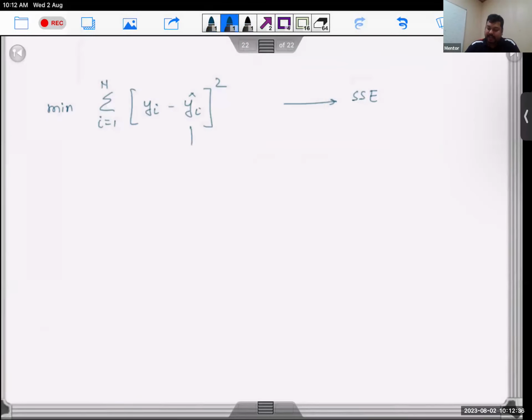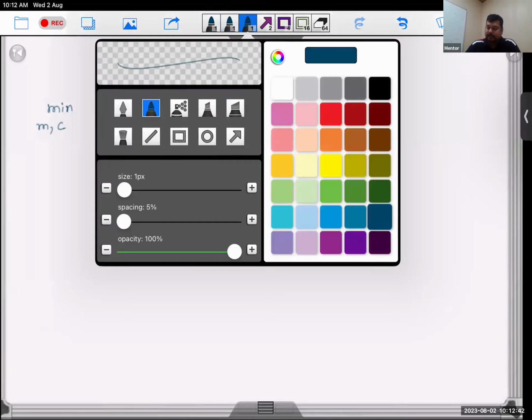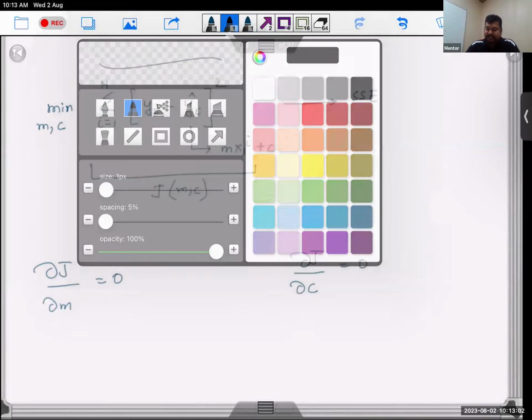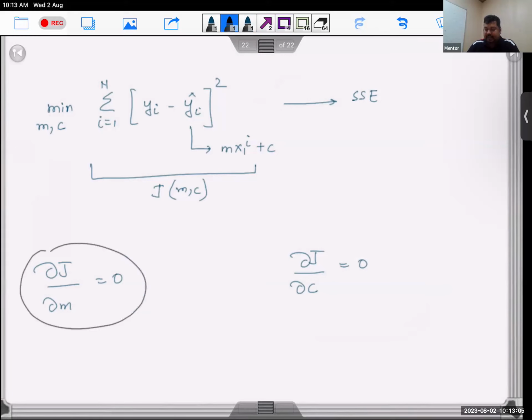And we want to, so yi hat is this m times x1i plus c. And we are going to minimize it with MNC. So let's say this is my function j, which is a function of two variables m and c. I'm going to differentiate this function j, partially differentiated with respect to m, equated to 0, partially differentiated with respect to c, equated to 0. Can you tell me what will be the resultant equation? Will it be a linear equation or not?